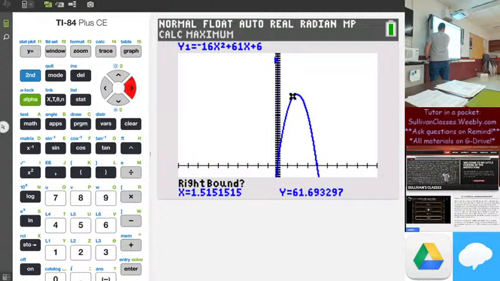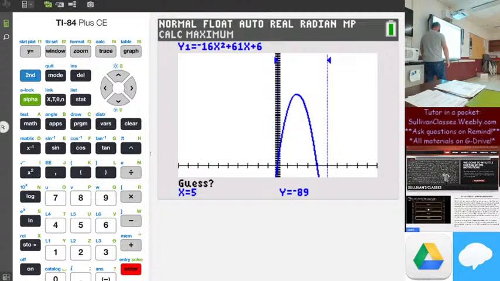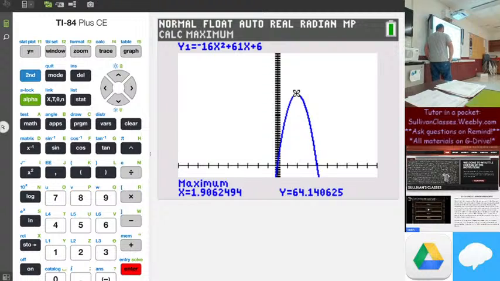Now I can physically move it over there, or I can just type a number. I can just hit 5. As long as those two arrows are pointing in at each other. It's going to ask you for a guess. That's completely unnecessary. And there we go.